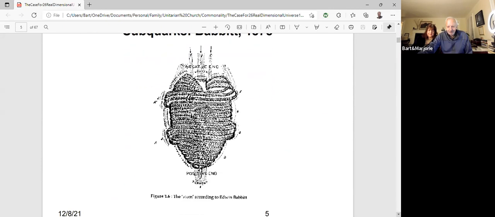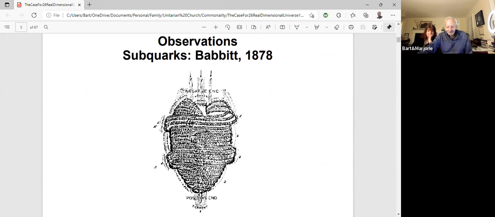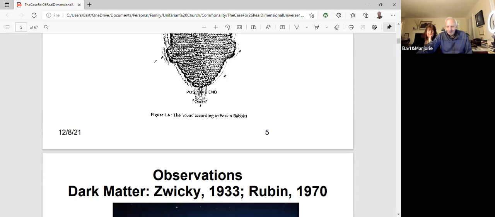Here's another chap in 1878 who saw the same sort of thing. He didn't know really what it was, but he thought it was the basic, this is what everything is made out of. This is the most fundamental unit. And I have no idea why there's 10 here. And we'll see in a second that Ron observed that these are all four matter subquarks.